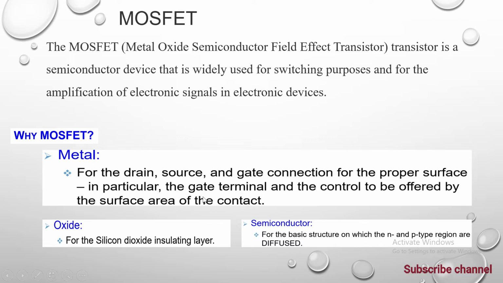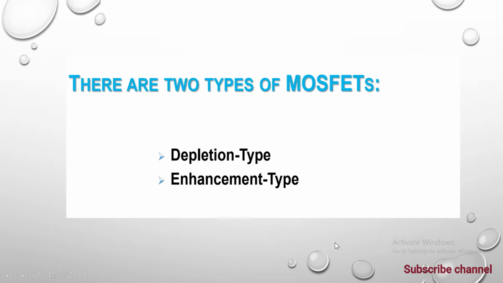And semiconductor, the basic structure on which N and P type regions are diffused, or the whole schematic, is placed on silicon substrate, which is semiconductor material. There are two types of MOSFET. First is depletion type and second is enhancement type. In depletion type, the channel material is present, and in enhancement type, the channel material is absent.